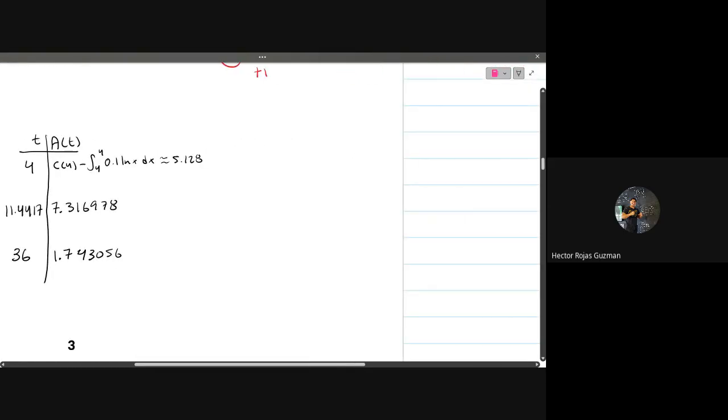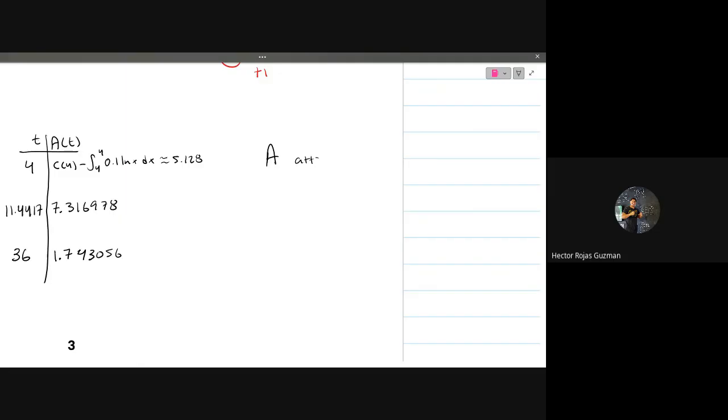Well, those are my values. The maximum. A attains its maximum value at t equals, well, I guess it was our critical point, 11.4417.